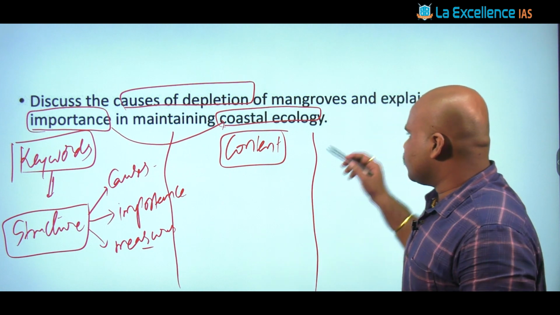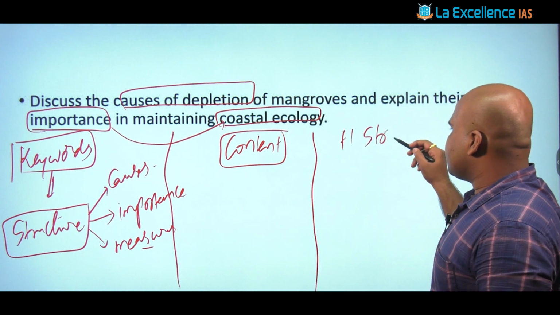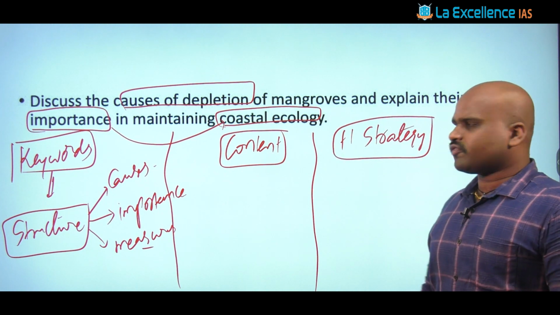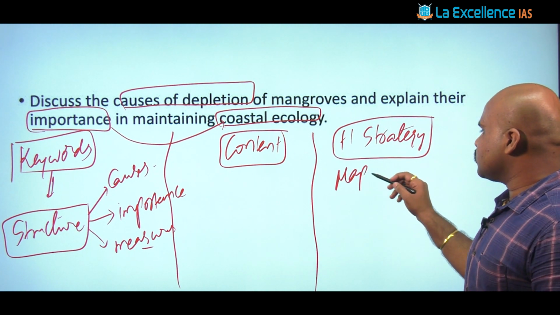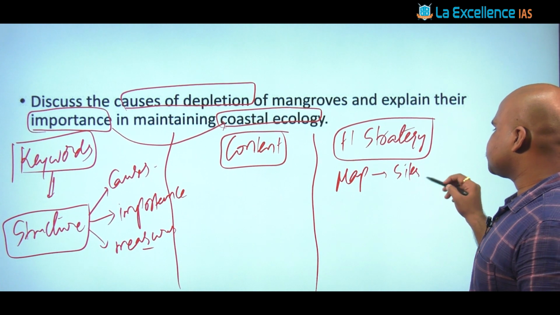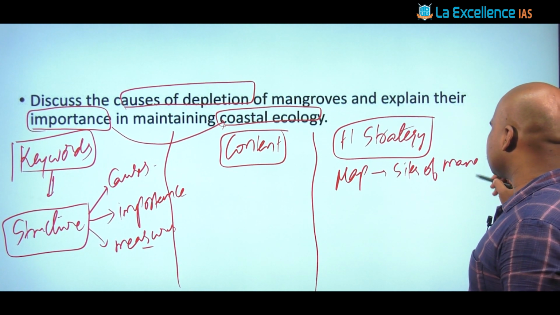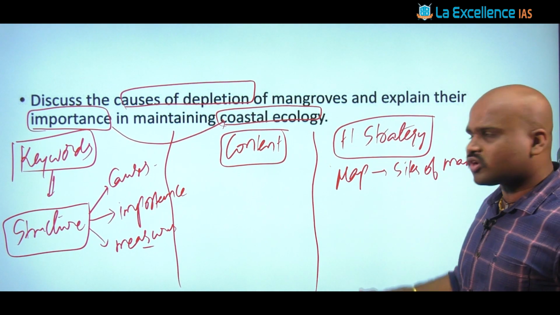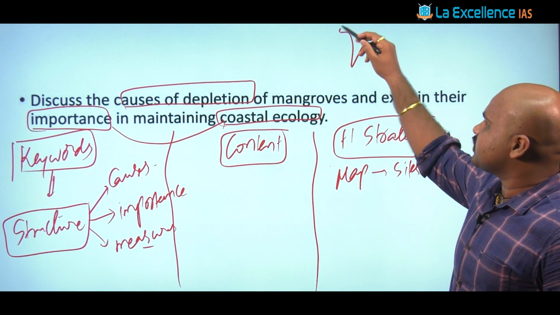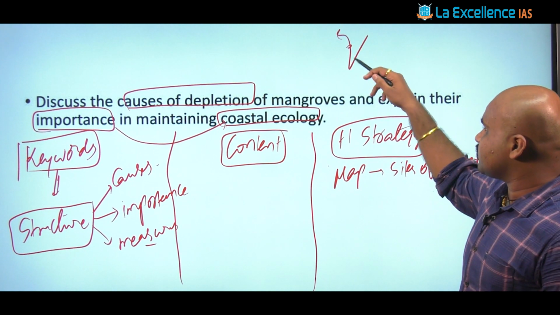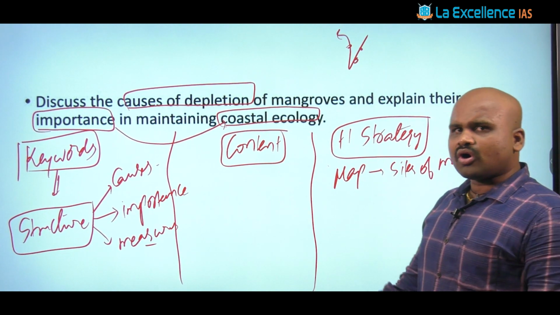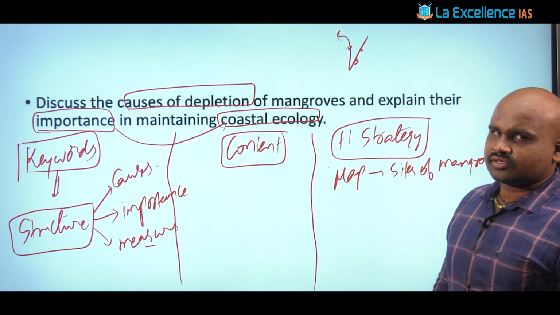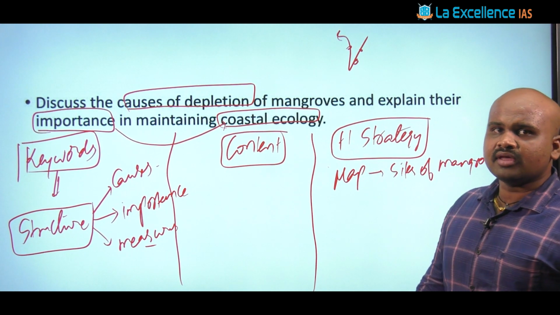And with that, now we will move on to the +1 strategy. When we talk about the +1 strategy with respect to such a question, one +1 strategy we can follow is a map with respect to the sites of mangroves. Now when we talk about the map, we can talk about the Ratnagiri region, the Pichavaram region, the Kolleru region. All these regions are characterized by a lot of mangrove structures. Now this can be one particular map that can be emphasized.